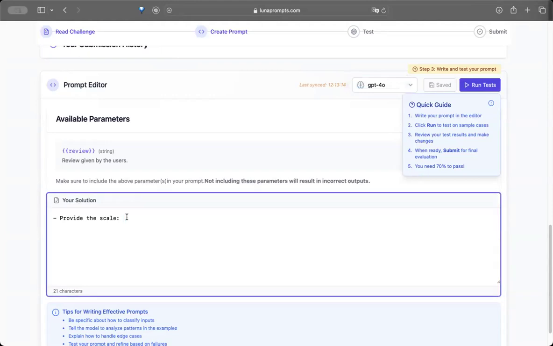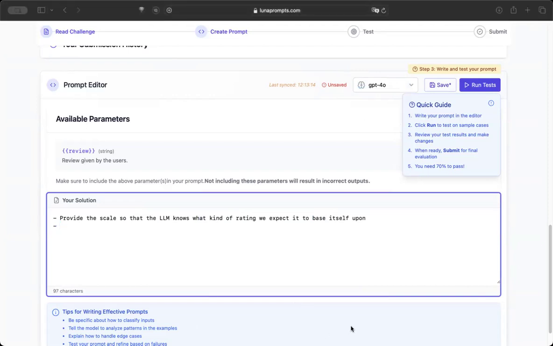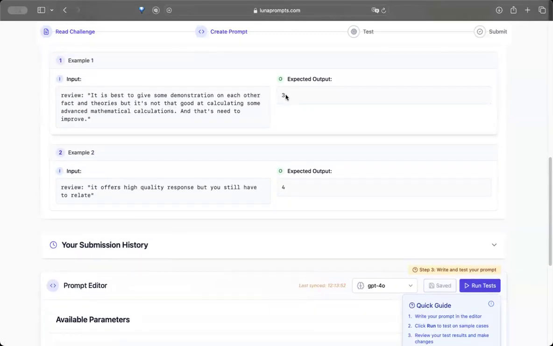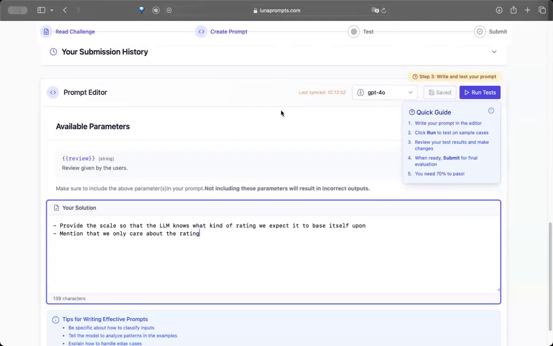So first, we're going to provide the scale so that the LLM knows what kind of rating we expect it to base itself upon. Then the other thing that we should do is mention that we only care about the rating. There's a specific way of phrasing this, but what I mean is that when we pass this text, we don't want the machine to say, oh, because the user is giving some criticism, but it's not very harsh, we're going to rank it as a 3. No, we don't want that. We only want the number 3. So we should make that explicit, because if not, the LLM is going to go off the rails and keep yapping about this kind of thing.